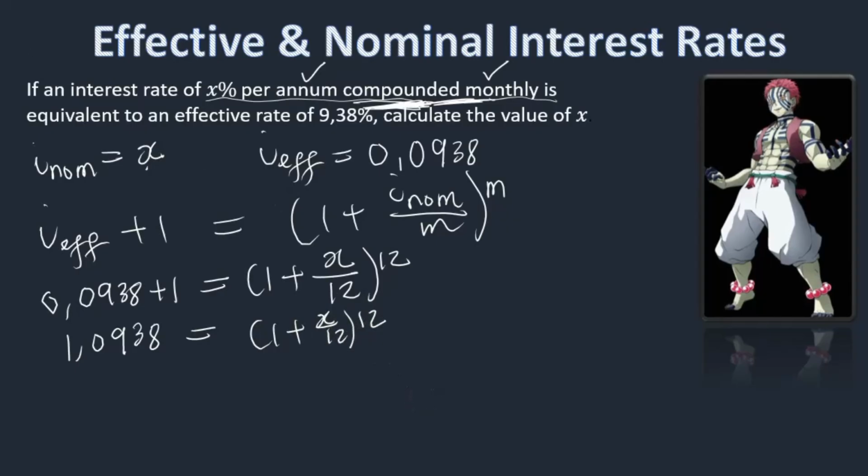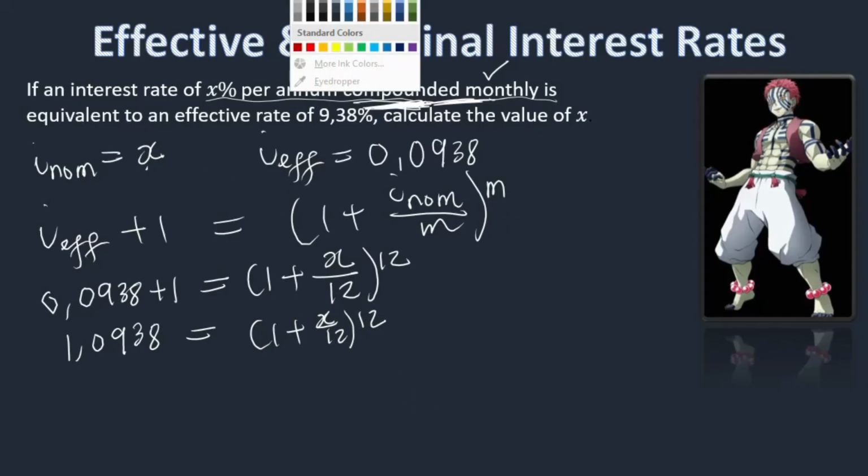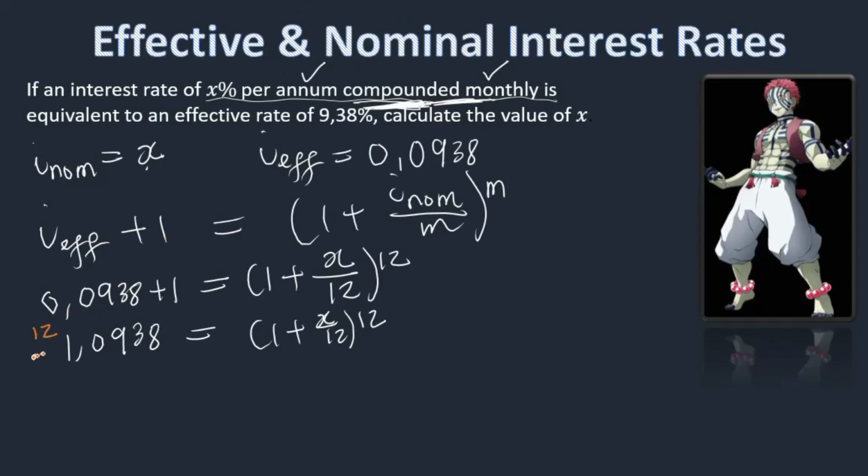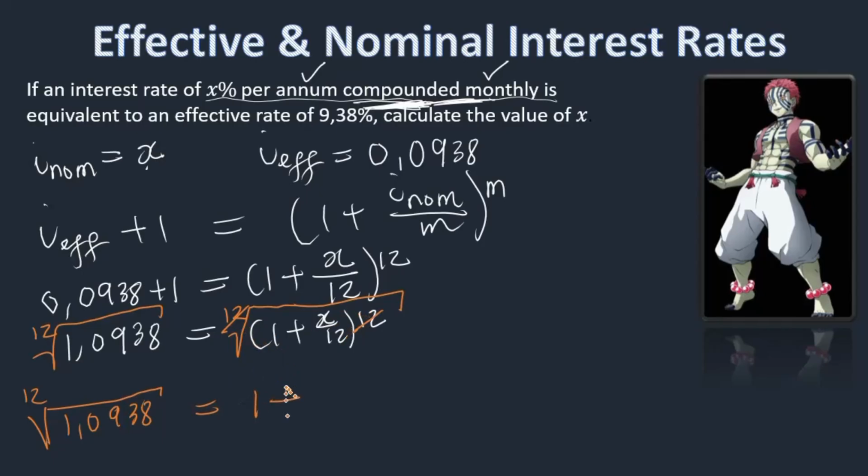How do I remove the 12? I put the root 12 there. So I'm going to put root 12 here. And I'm going to put root 12 here. There we go. So this will be removed by its root. So basically here I'm left with a root 12 of 1.0938. Bear in mind, I haven't used the calculator. You always must just use the calculator at the end. Now there is no longer anything holding the brackets, so I can leave the brackets out. I have this item now.